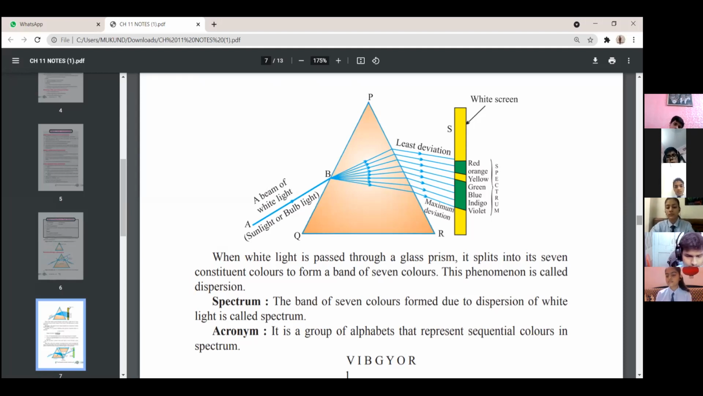This spectrum consists of seven colors: violet, indigo, blue, green, yellow, orange, and red. We always write violet at the bottom and red at the top. Why is it so? Now you will learn in class 10 why red color is at the top and violet is at the bottom. Actually, children, these colors have a difference in their wavelength. Red color has the maximum wavelength and violet color has the minimum wavelength. That means if the light has the maximum wavelength, that is the red color, will it be deviated more or will it be deviated least?